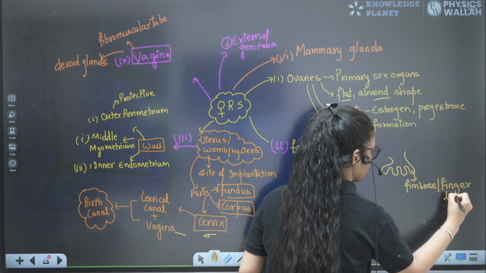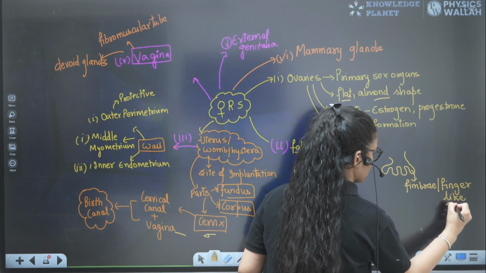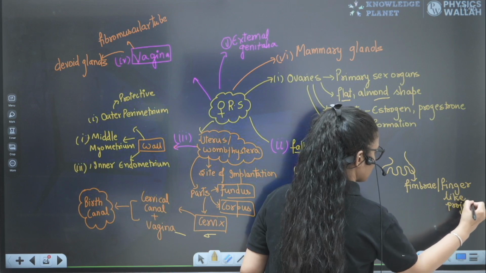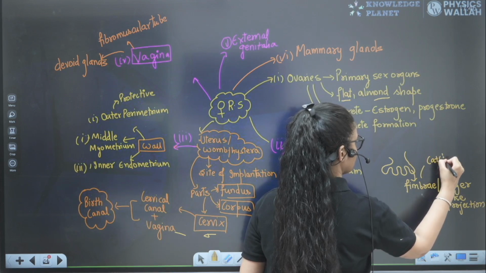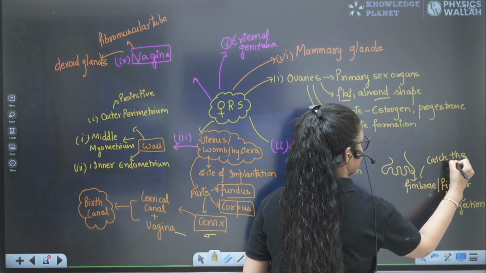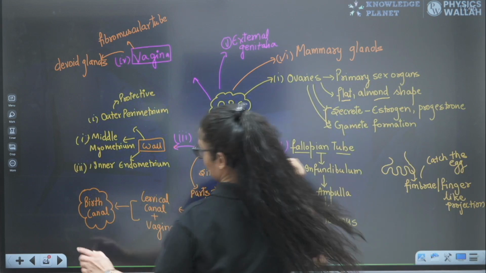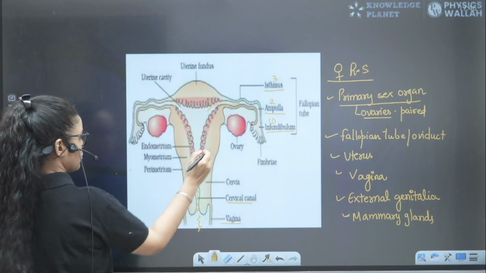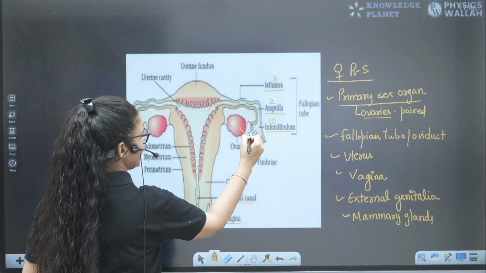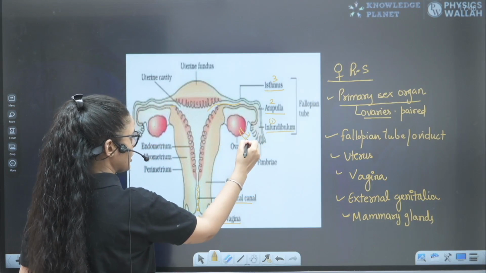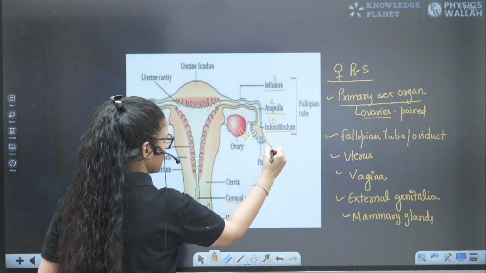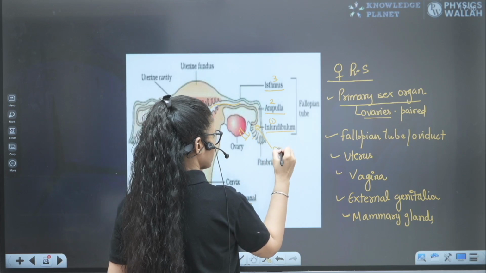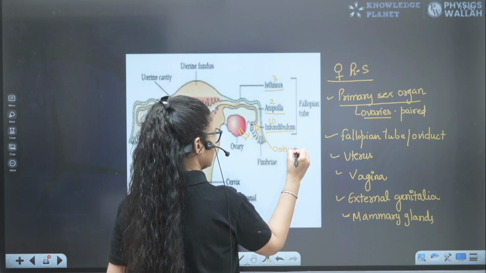So why are they present there? These finger-like projections are present to catch the egg. They will catch the egg that is released by the ovary. You can see the diagram. The ovary secretes the egg here during ovulation, and they will catch it. Here they have this particular pore known as the ostium. Ostium is nothing but the opening, right?